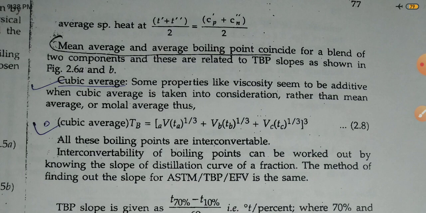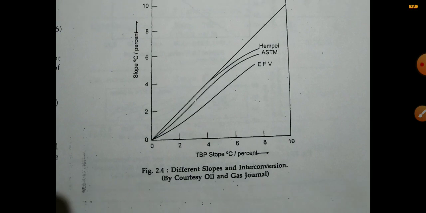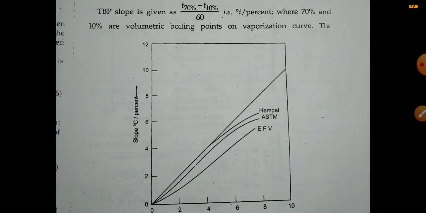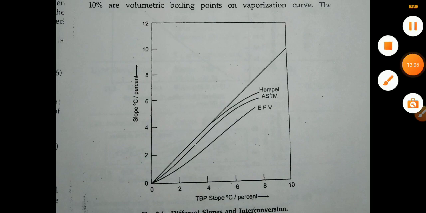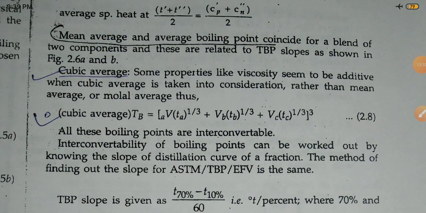The mean average and average boiling point coincide for a blend of two components, and these are related to the true boiling point slope, as shown in the figure, Figure 2.6 A and B. Okay, this is a specific figure. Now next we will see the average boiling point. We have seen the equations for the mean average boiling point, the average specific heat.